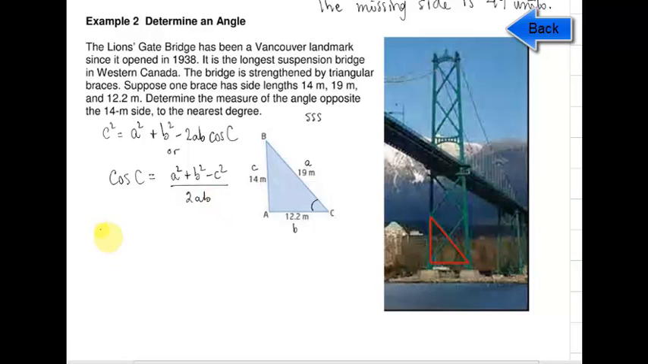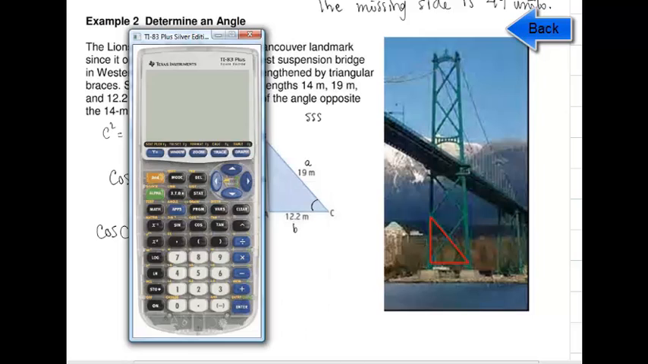Okay, so I want the cos of C. That would be A squared, which is 19 squared, plus B squared, which is 12.2 squared, minus C squared, which is 14 squared, all divided by 2 times 19 times 12.2.